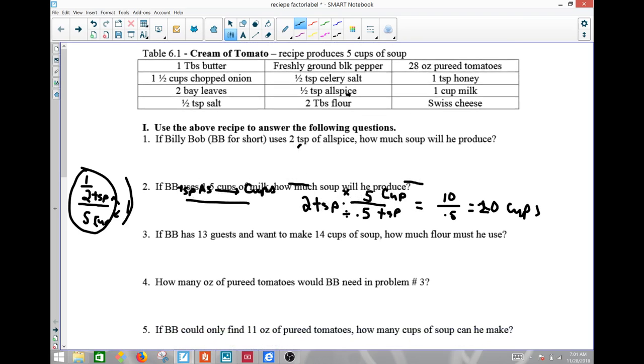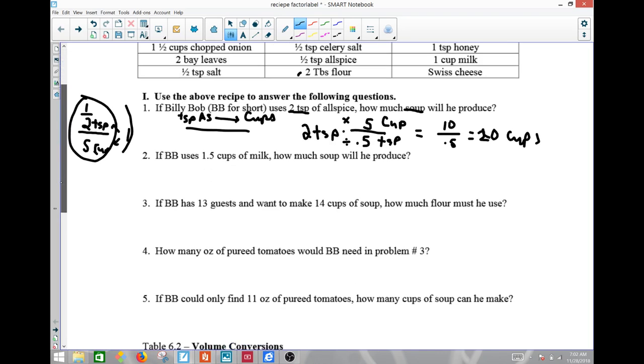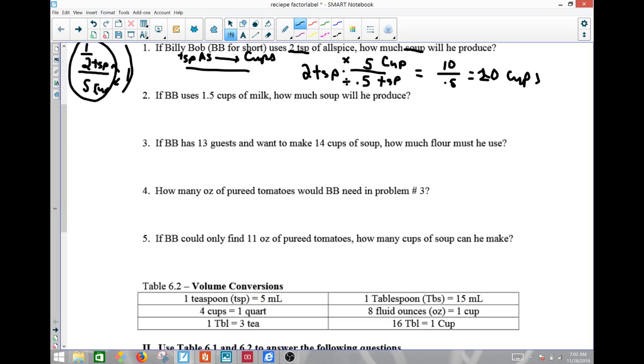Okay, let's pick up. Oh, lost that guy there. Let's do it there, and all right, pick a different one here. So again, they're all kind of similar. Let's do number 5. Billy Bob could only find 11 ounces of pureed tomatoes. How many cups of soup can he make?